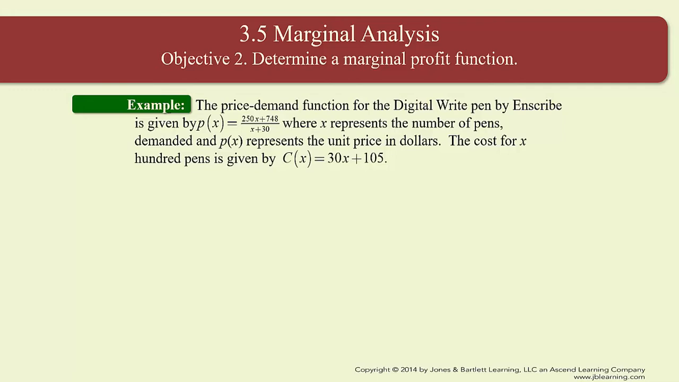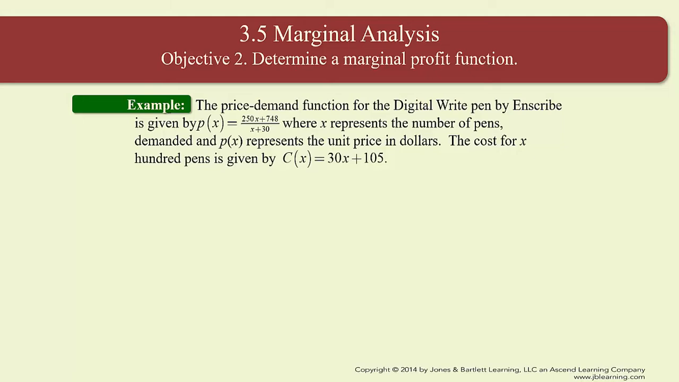So again, write all this down. Here we're given the price demand function for a company that makes a pen. The price demand function is given by P of X equals (250X plus 748) all over (X plus 30). X is the number of pens demanded, and P of X is the unit price of the pen in dollars. We are given that the cost for X pens is given by, well, there's the cost function, C of X equals 30X plus 105.